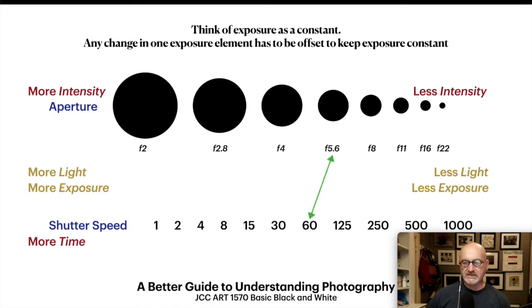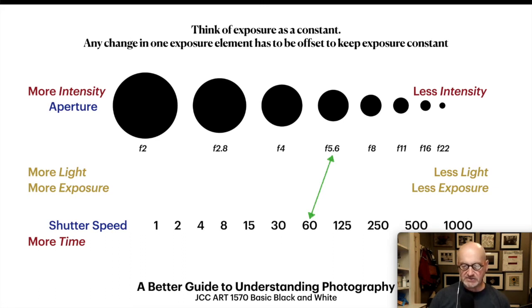But then I see a little kid jumping up and down in a puddle of water, and I decide, you know what, it'd be really cool to get that water splashing and just kind of frozen, or the kid jumping like in midair. And I can't do that at a 60th of a second. That shutter speed's not fast enough. So I need to pick something faster. I'm going to pick something faster like 1/500th of a second.